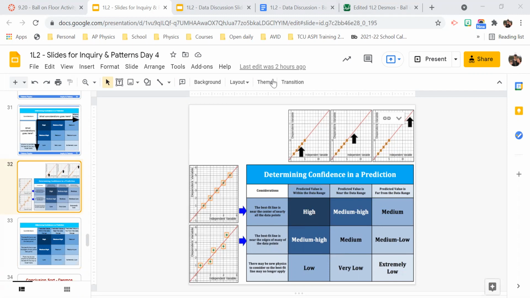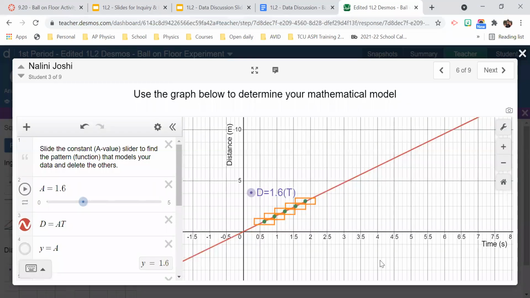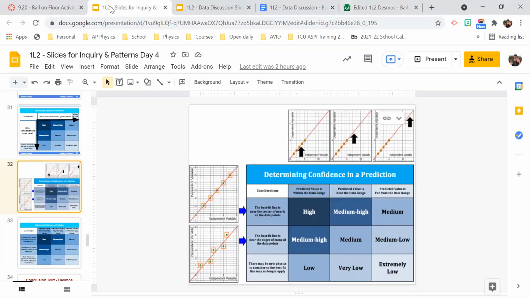And if I was looking at this graph, I'm not going to give you the answers, but it goes through pretty much all of those data points. So if I'm coming over here, I'm going to say, yeah, it looks like this top one. So then I'm in this row, and then I'm looking at where I am within the data range. Am I close? Am I within it? Am I near it? Or am I far from it? And that's where y'all are going to take your guess.